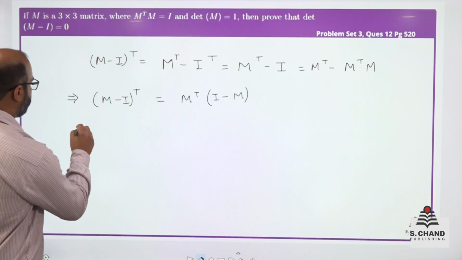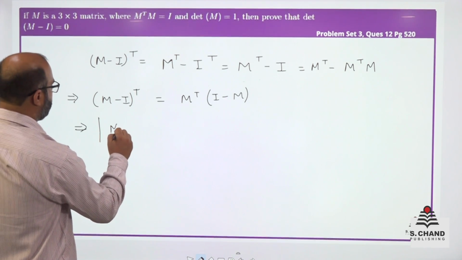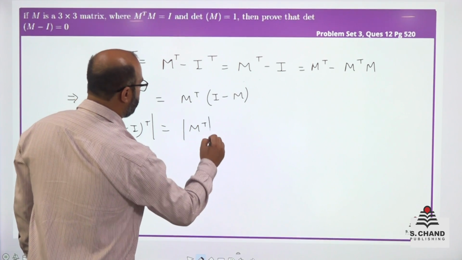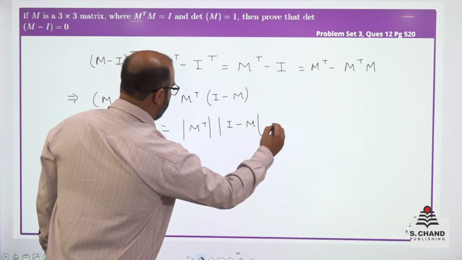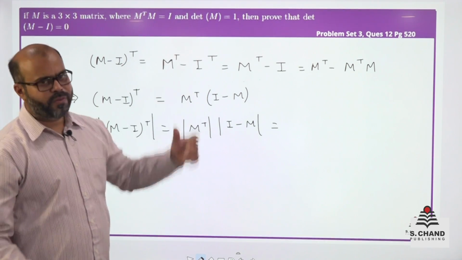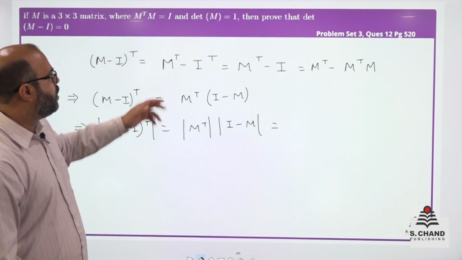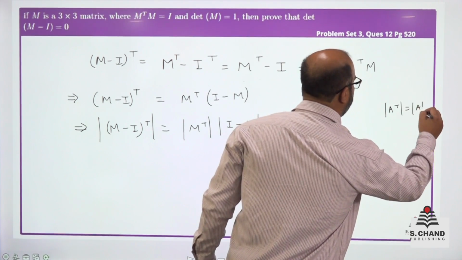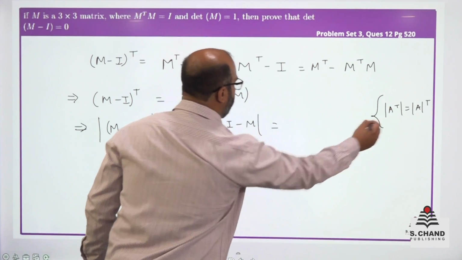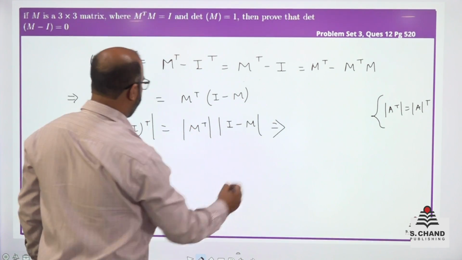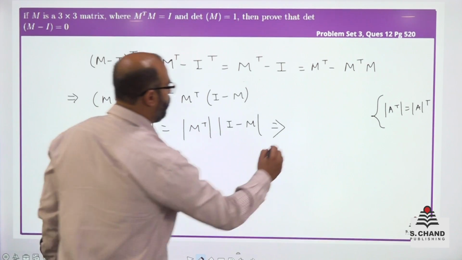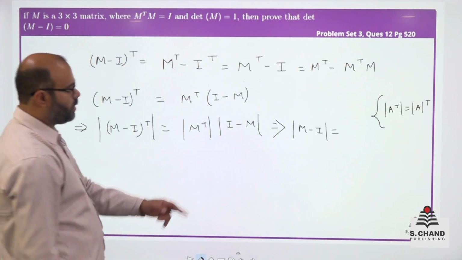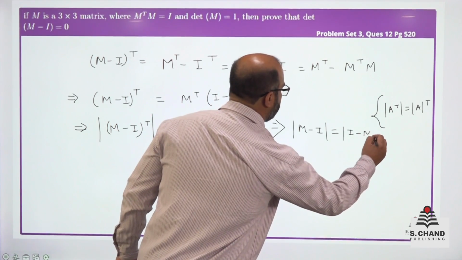Now let us take determinant on both the sides. So determinant of M minus I transpose is equal to determinant of M transpose into determinant of I minus M. Now determinant of M transpose and determinant of M will be same, because determinant of A transpose is equal to determinant of A. So using this fact, this is also 1. And similarly here, determinant of M minus I will be same as determinant of transpose of M minus I.